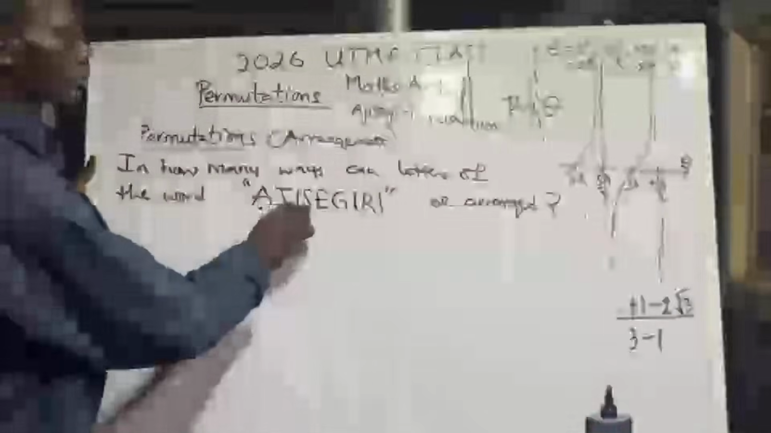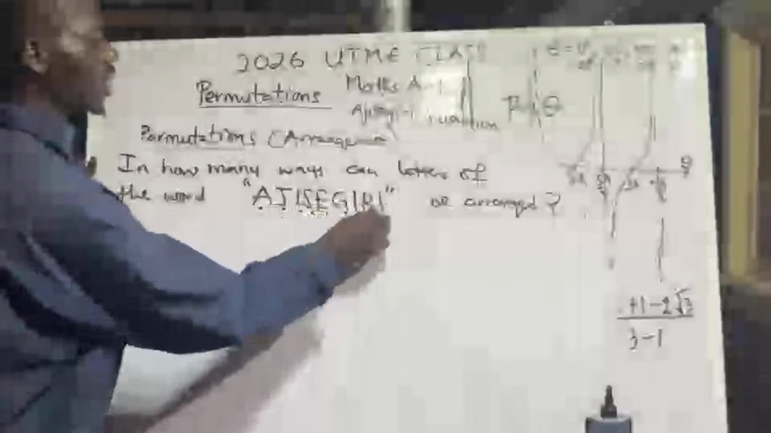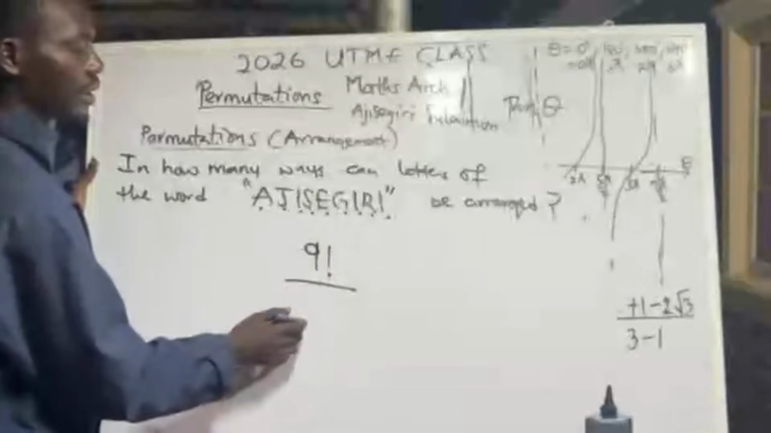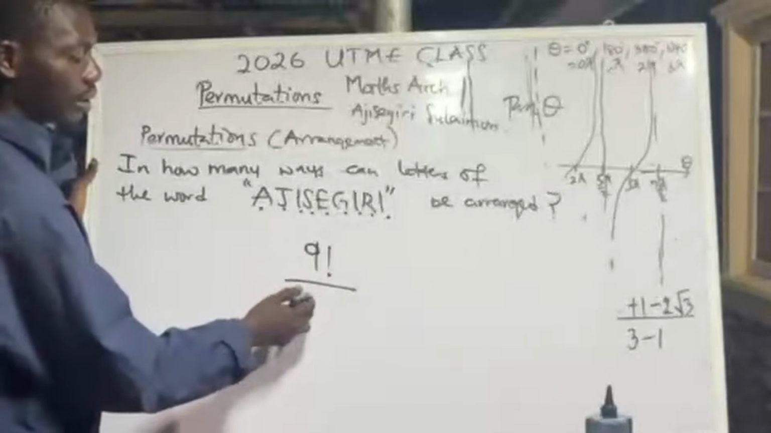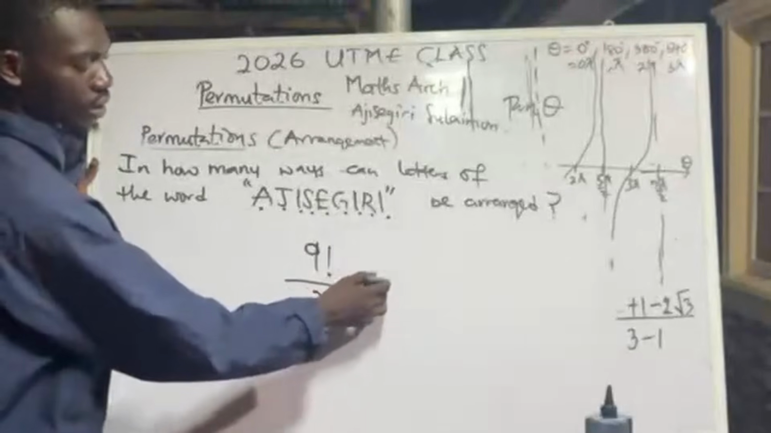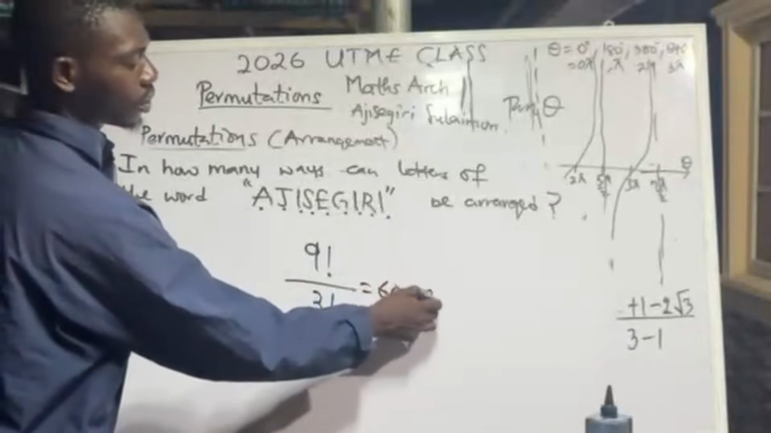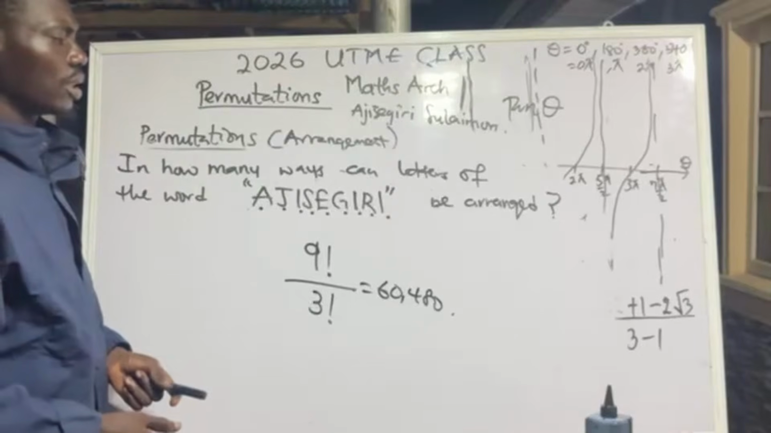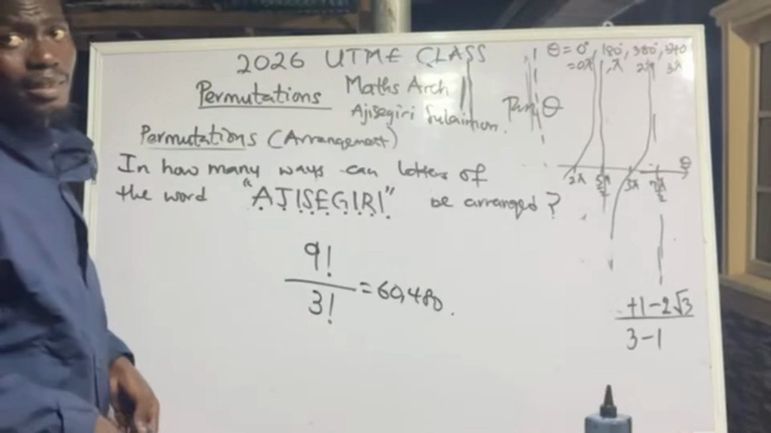You see, 1, 2, 3, 4, 5, 6, 7, 8, 9. 9 factorial over. How many letters got repeated? I got repeated. How many times? 3 times. Over 3 factorial. That gives 60,480. Now let's move on to the concept of what if we want a letter to start?